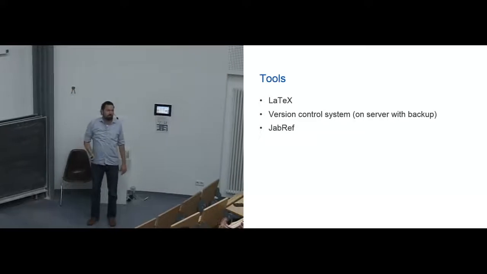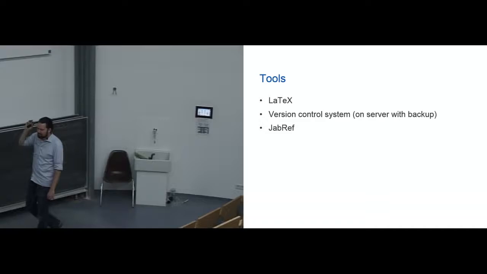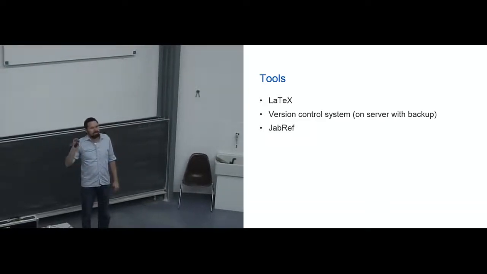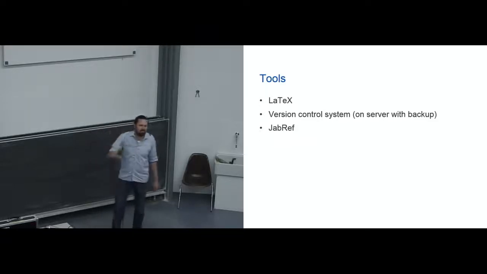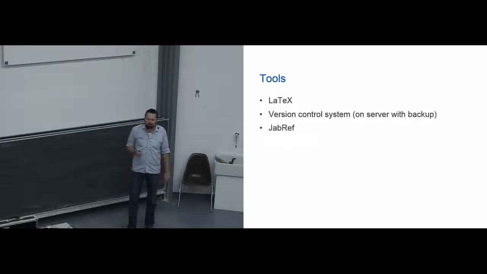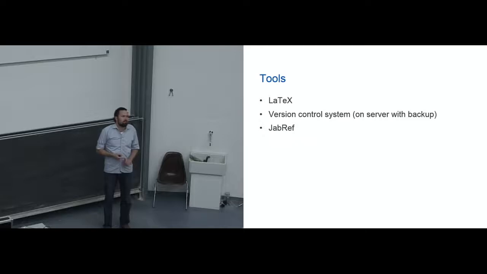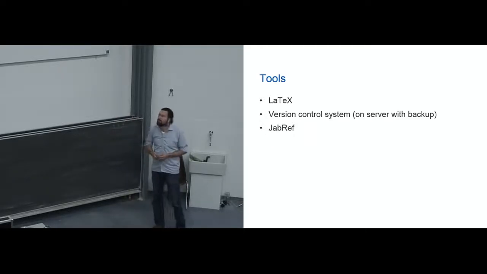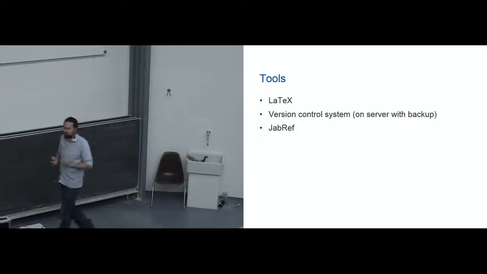You need a version control system. My wife is an industrial designer, and if she loses her work because the computer crashes, that's bad, but it might be justifiable. But for a computer scientist, it's not acceptable to lose work due to a disk problem. So use version control on a backup server. Your supervisor can probably organize something. And use some management tool for literature references.